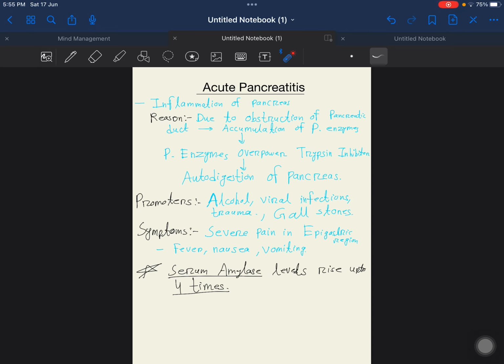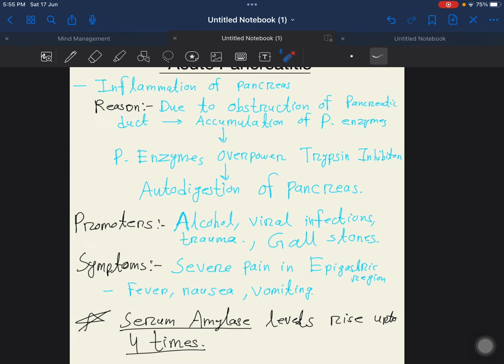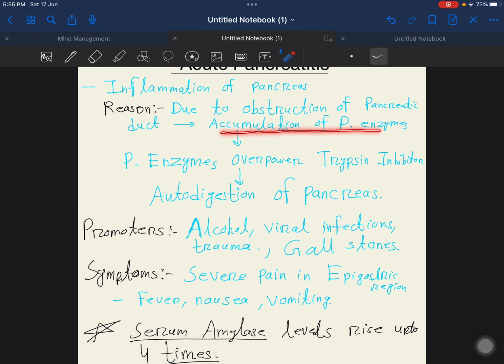First of all, pancreatitis is inflammation of the pancreas. The reason is due to obstruction of the pancreatic duct. That will lead to the accumulation of pancreatic enzymes.